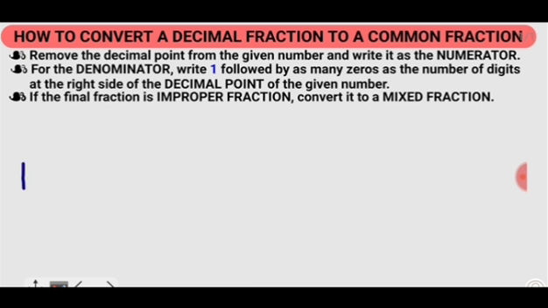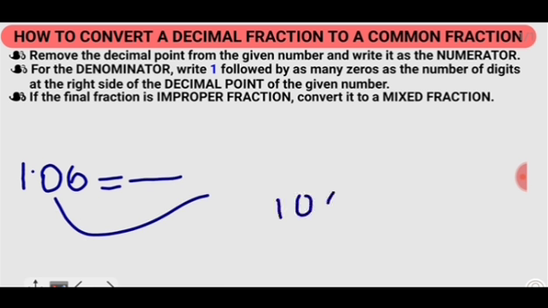Let me write 1.06. How are we going to write this one? From this number 1, 0 and 6, and here is the point. Try to remove this decimal point.